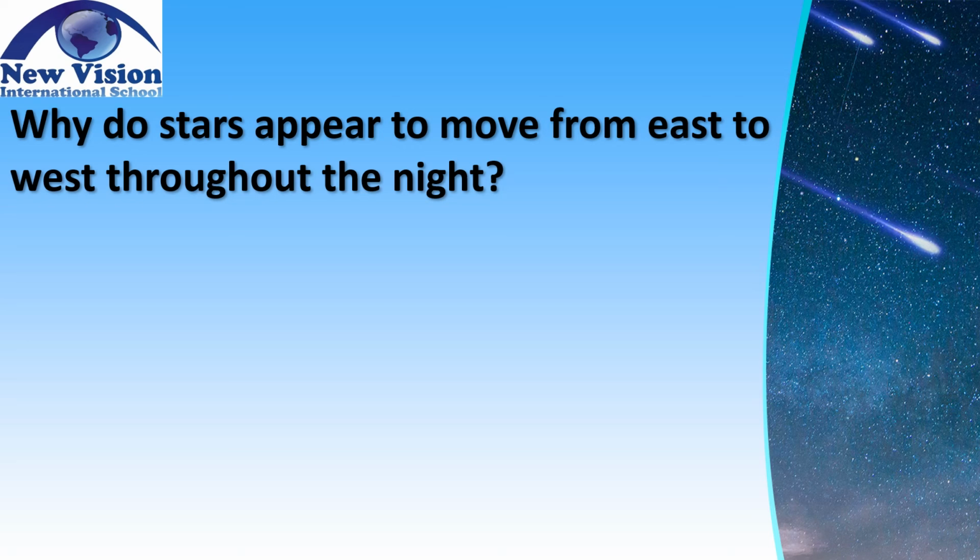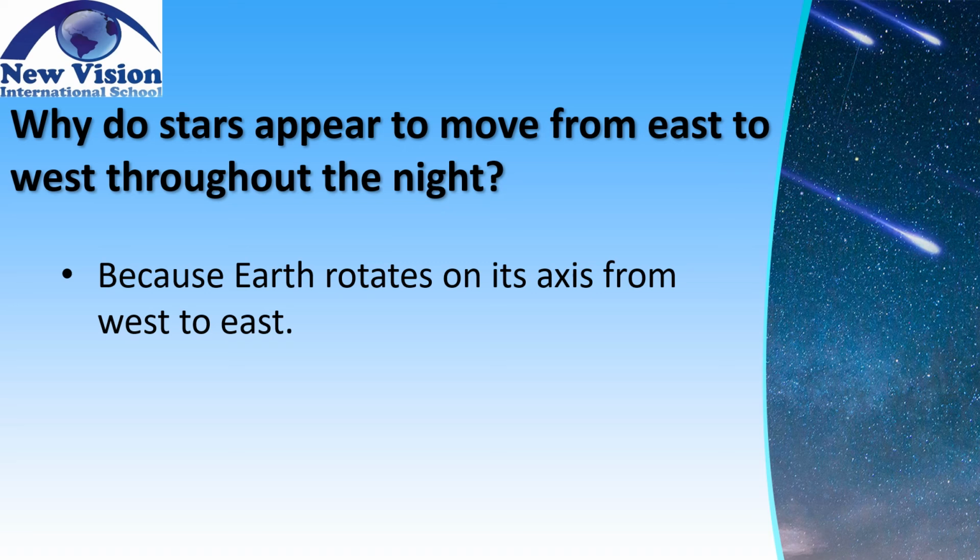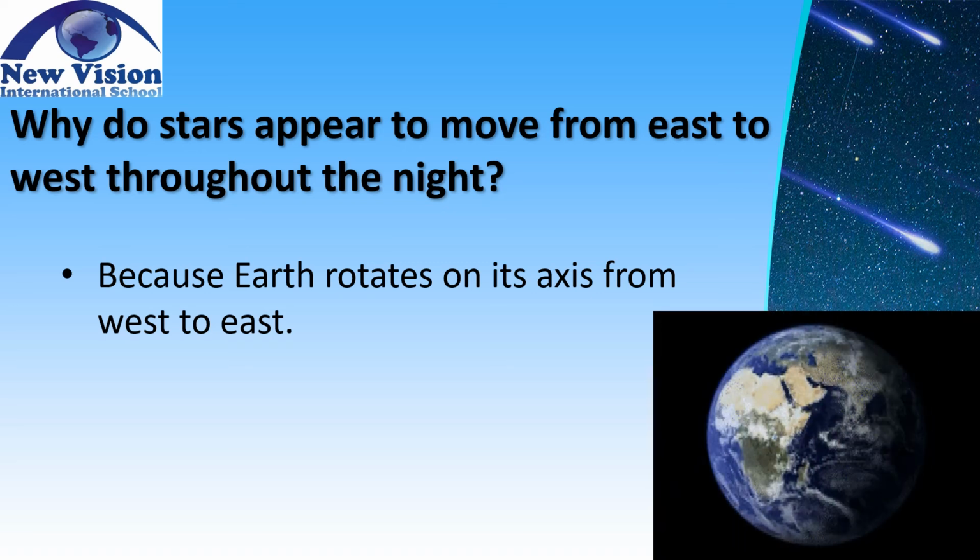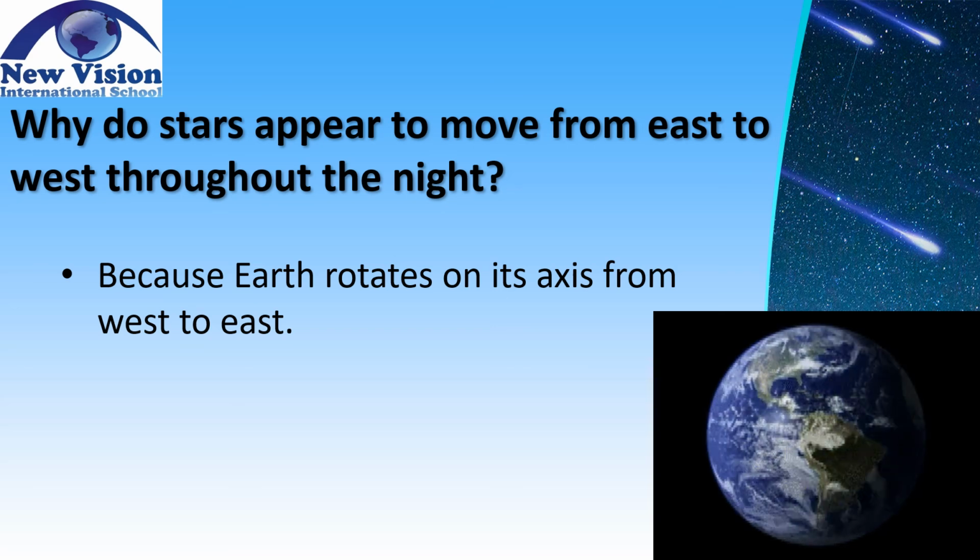Before we proceed to our summary, let's answer the following questions. First, why do stars appear to move from east to west throughout the night? I'll give you 5 seconds to answer this question. Okay, time's up. The answer is because Earth rotates on its axis from west to east. Did you get the correct answer? Great.